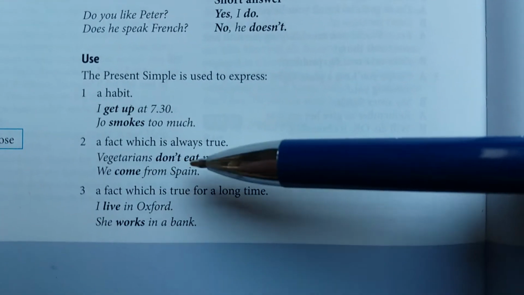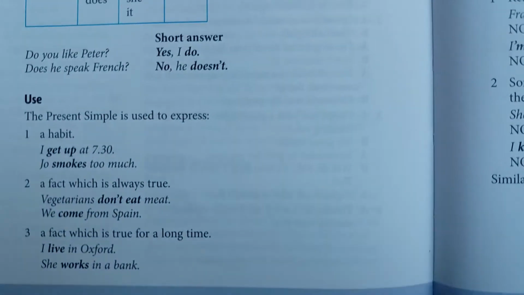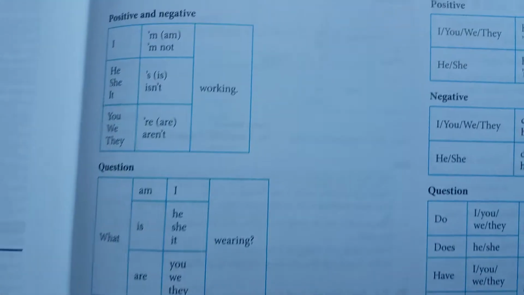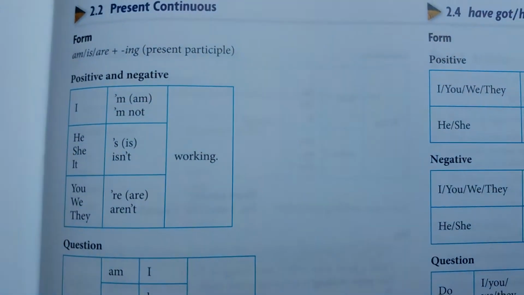Or it's a fact, something that's always true. Or something that's been going on for a longer time. These things are pretty straightforward, I think. Then you have the present continuous. We haven't really talked about that one. You can find the present continuous here as well.